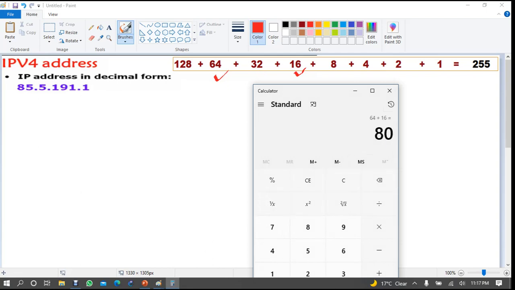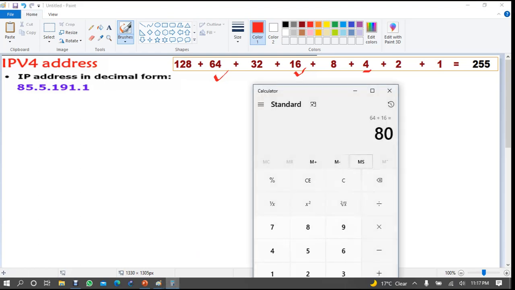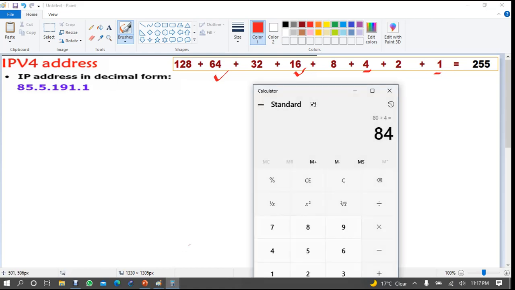So now it's 80, and still you need 5. You cannot take 8, otherwise it will become 88. So you can take 4, then it will become 84. You cannot take 2, you can take 1. So plus 1 is 85, very good.